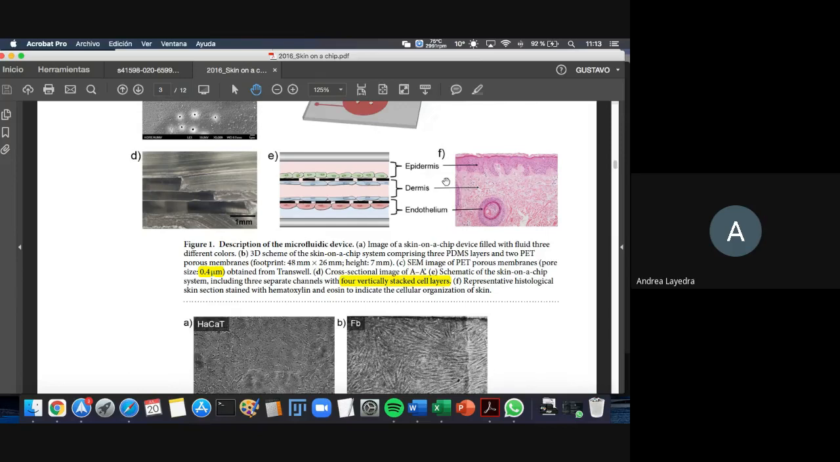As you know, our skin comprises three layers: the epidermis, dermis, and the endothelium. Here they use three PDMS slabs, and they are joined by these membranes. These are PET membranes, and they have a special procedure to bond them to the PDMS slabs. In these three layers that are formed, they simulate the epidermis, the dermis, and the endothelium.